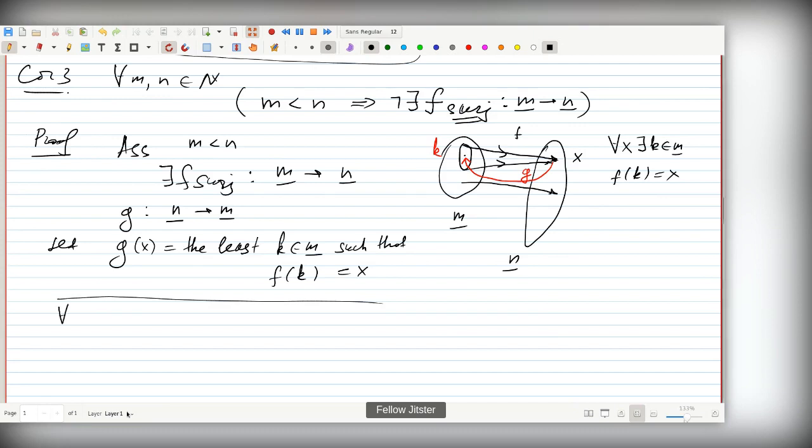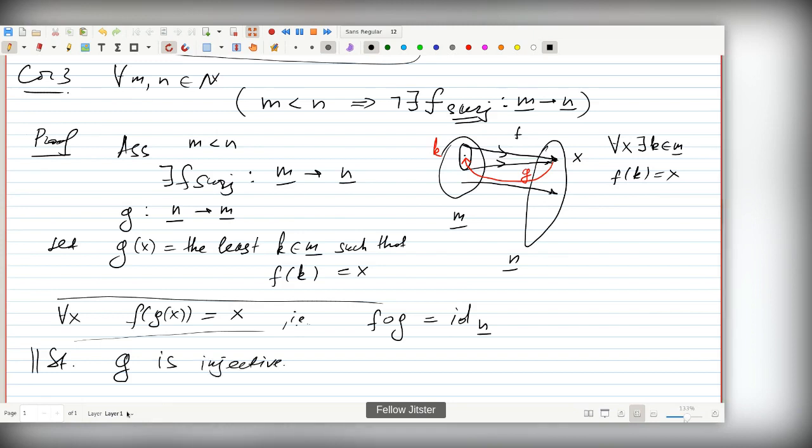What else? For every x, f of g of x, according to this definition, equals x itself. So g of x is the least such number that f of that number equals x. So f of g of x always equals x. That means that such a composition equals the identity relation for N. Okay. Now my statement will be as follows. G is injective.